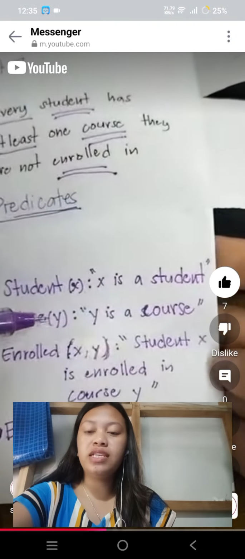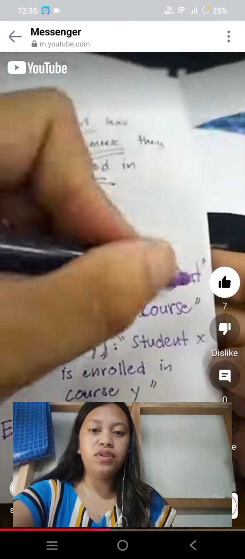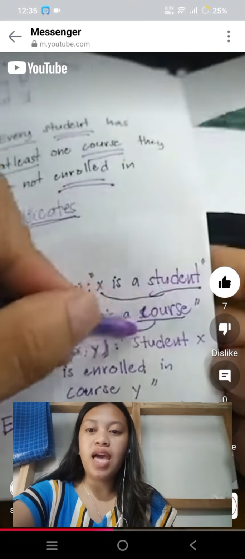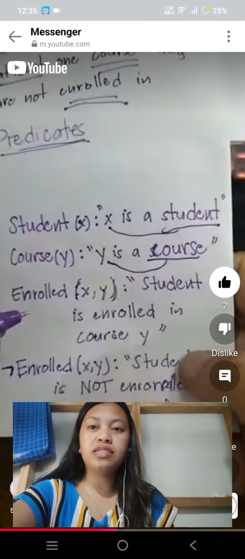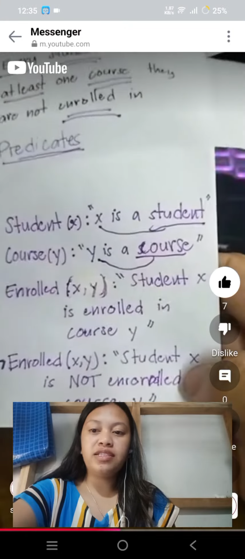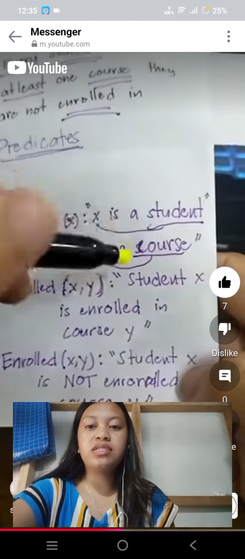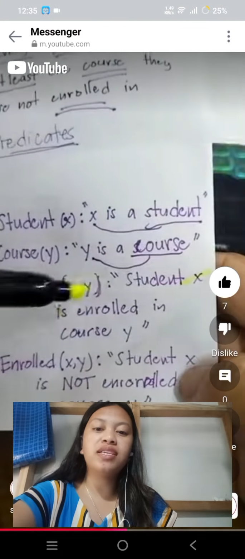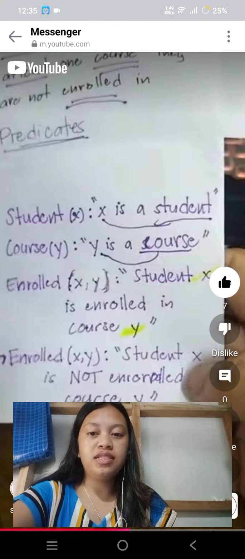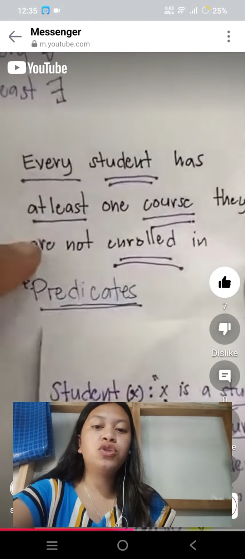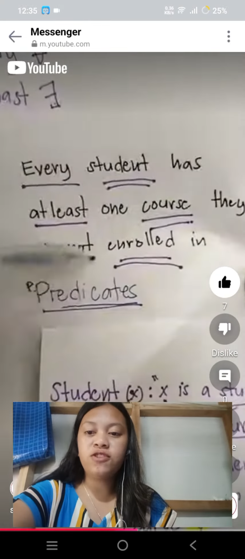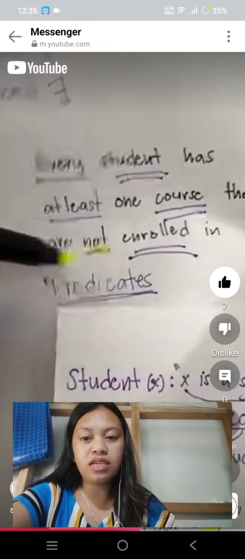Every student has at least one course they are not enrolled in, combines quantifiers and predicates to express a logical statement. It asserts that for each student, there exists at least one course that the student is not enrolled in. The statement could be analyzed for its truth value within the specific context of students and courses.